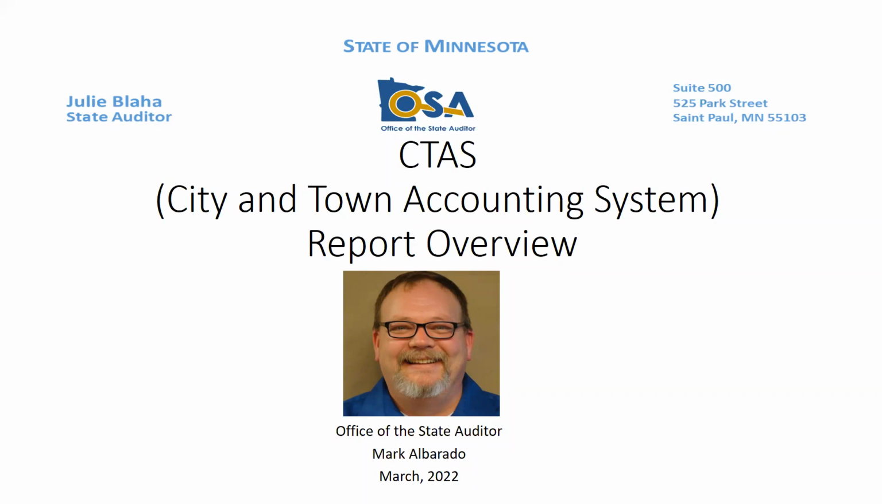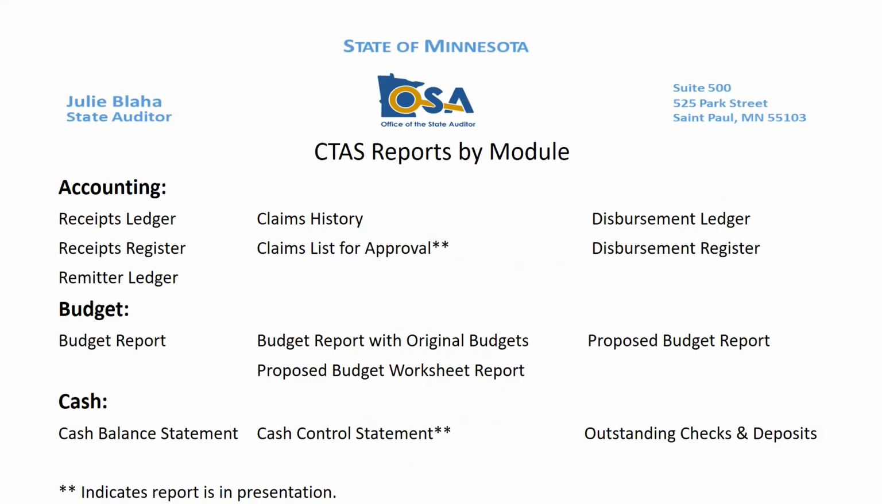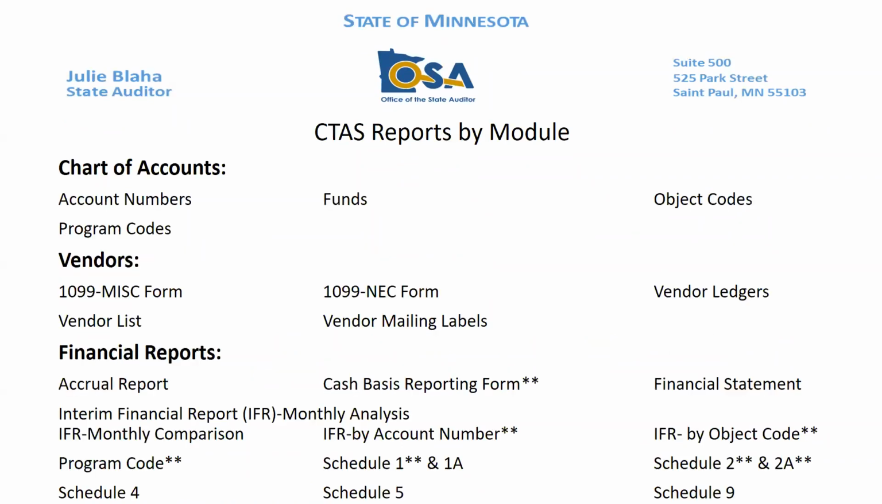I have a pretty brief slideshow, and then I'm actually going to go through some reports that we at the office think that you might feel is helpful when looking at township financial business. So CTAS has numerous reports by module. Anything that you see right here with the double asterisk will be a report that we will actually be viewing later on in the presentation. But we have reports for accounting, budget, cash, the chart of accounts, vendors, numerous financial reports, and we'll be looking at quite a few of them later on.